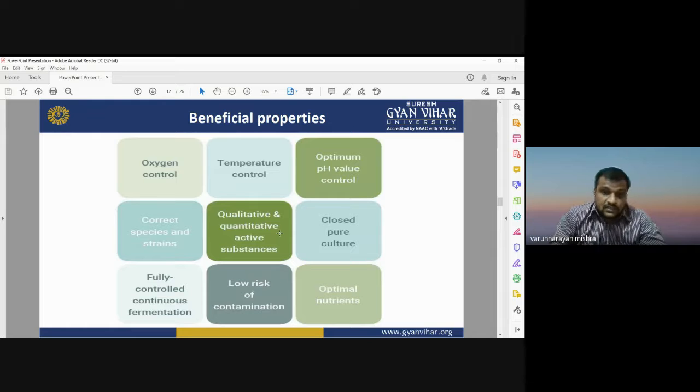different substances. Pure culture, it should be fully controlled continuous fermentation, low risk of contamination, and the optimal nutrients should be provided for any kind of ideal fermentation process. So these are some beneficial properties of the fermentation process, or you can say these are the characteristics of an ideal fermenter which can be used for initiating any fermentation process.